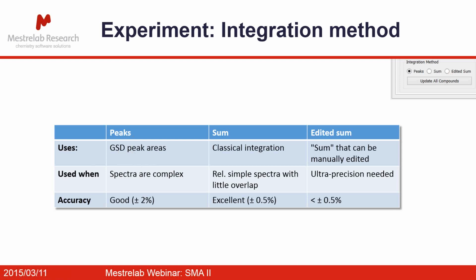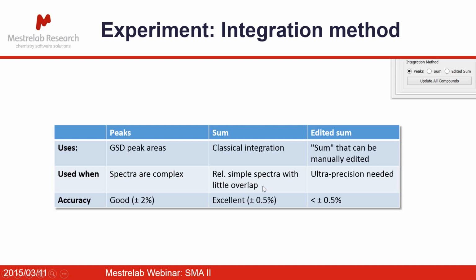This is generally used when spectra are relatively complicated, and this gives you an accuracy of something of the order of probably about 2% or so, probably not better than that. Now the sum integral is the classical integration method that everyone's used for years and years and years, and is appropriate to use when you have relatively simple spectra with little overlap.